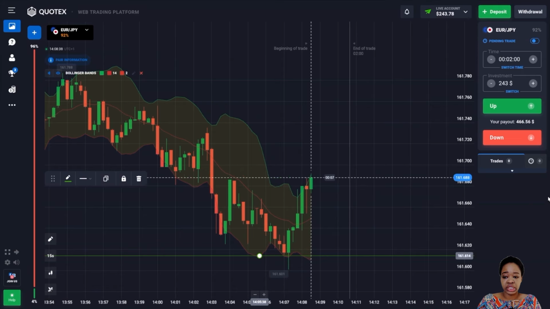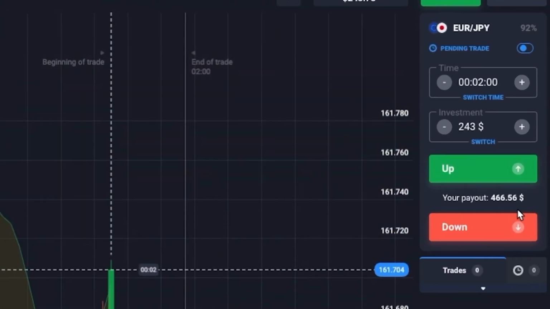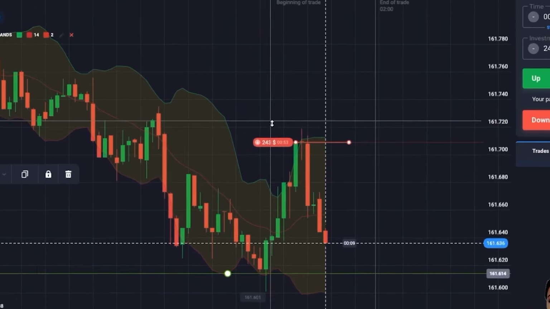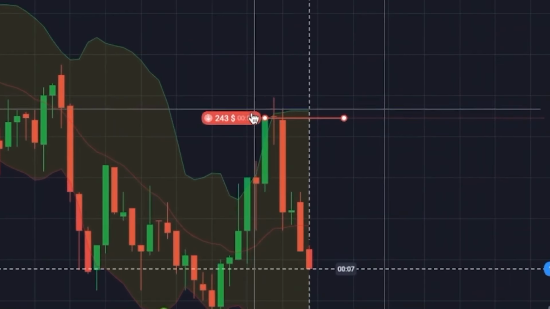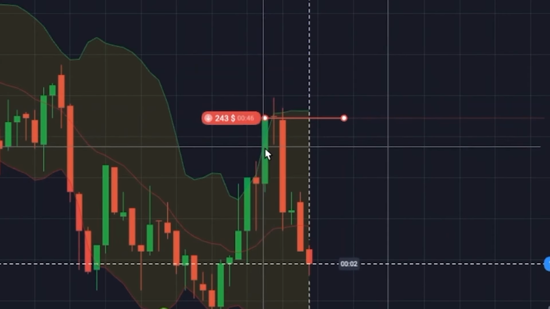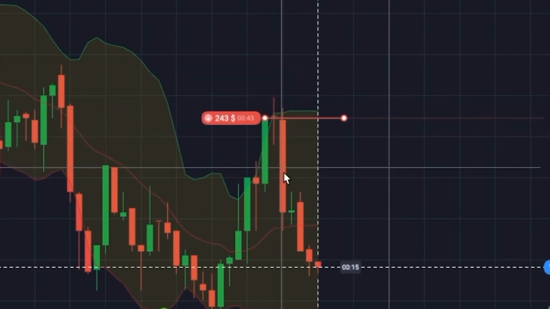Here you can see that the price hit the boundary again, and this is a signal for me to open a downward trade for 2 minutes and wait for the results. You can see that there were green candlesticks before, but now the movement is going down as indicated by the indicator, and I think I'll get very good profit here. Let me wait for the results.